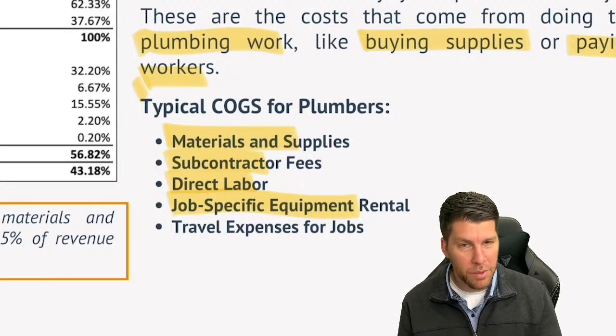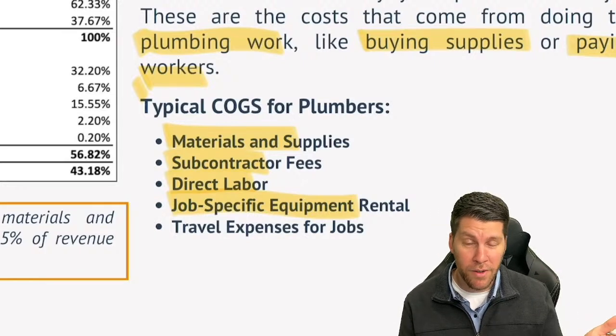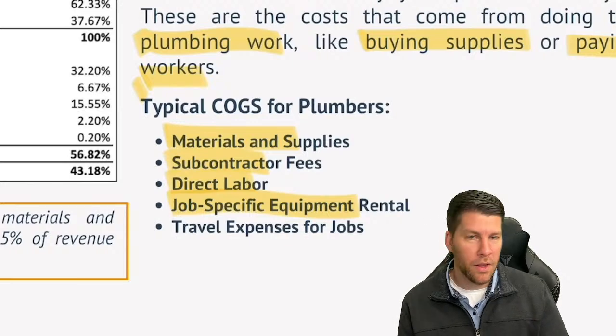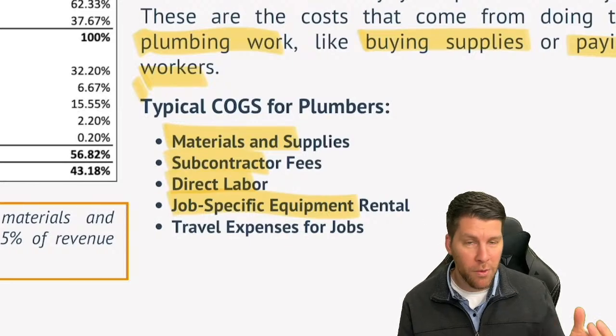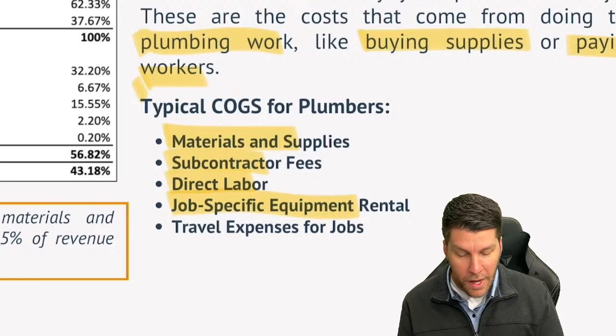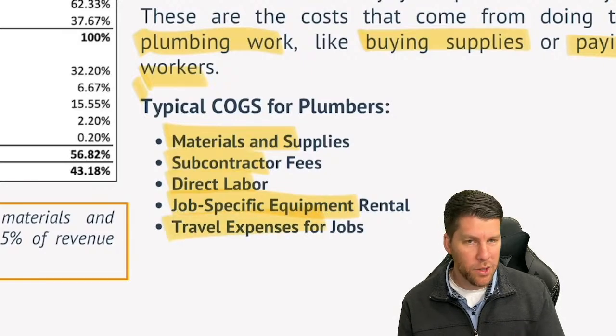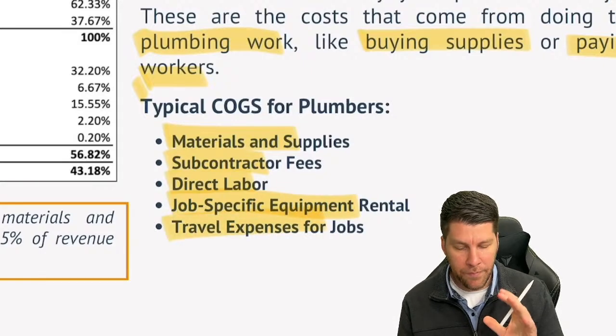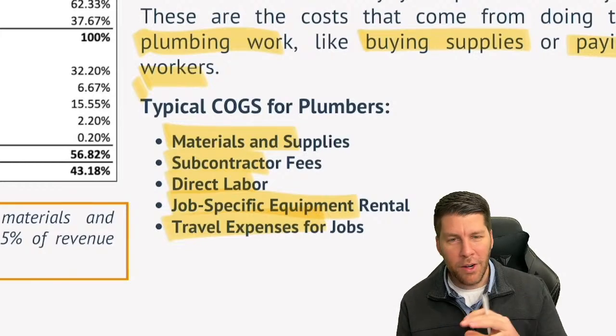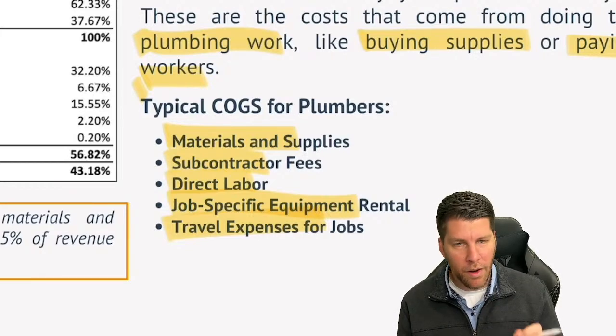So this would not be like computers or the printer that you might have in your office. This would be like any sort of generator that you might have on a job site. And travel expenses for jobs. This also includes things like gas. But there can be some debate on what should go in COGS versus what should go in an expense.